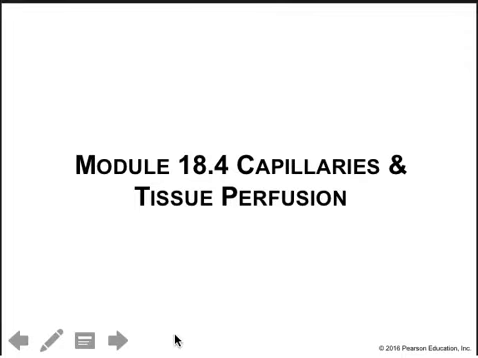So let's talk a little bit about the actual exchange of oxygen, nutrients, and waste products at the tissues.